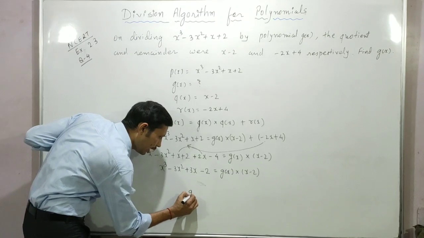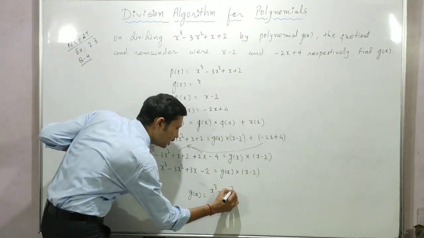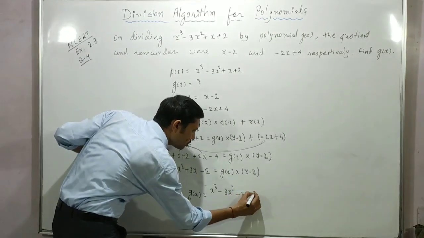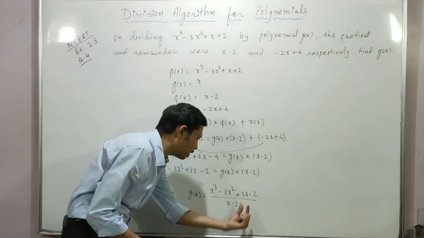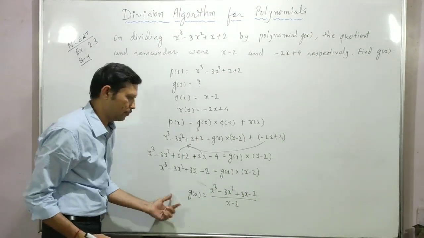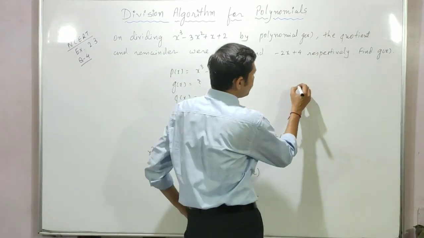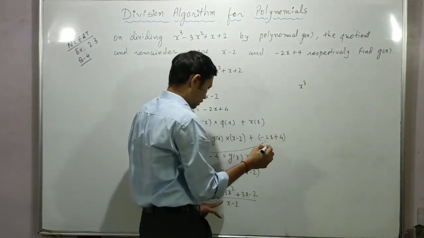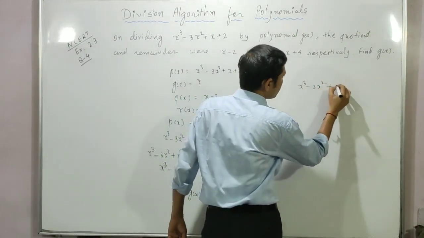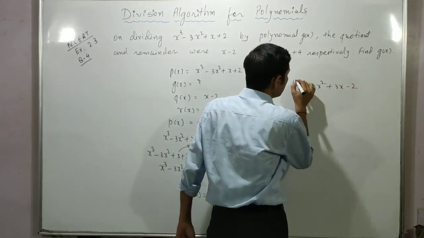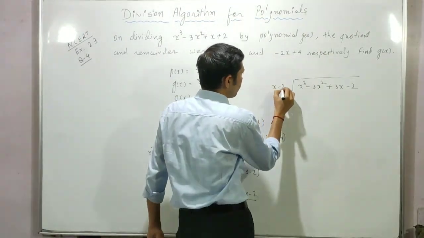So x minus 2 goes from multiplication to division. So g of x can be written down as x cube minus 3x square plus 3x minus 2, and that we will divide by x minus 2. This multiplication will become division, and now we will perform this long division as usual. X cube minus 3x square plus 3x minus 2, that we will divide by x minus 2.